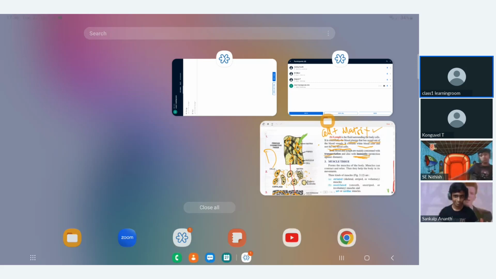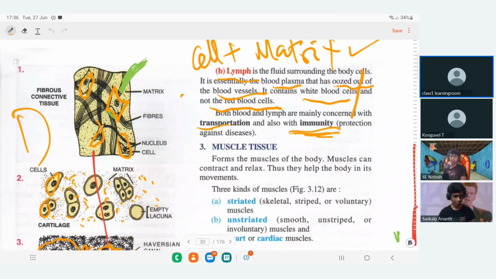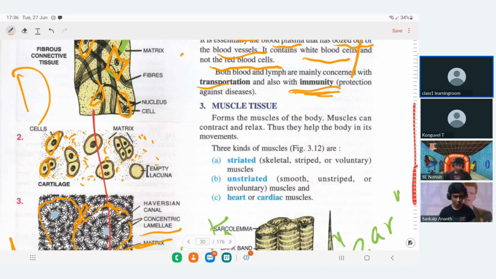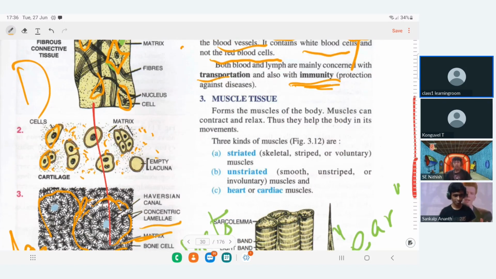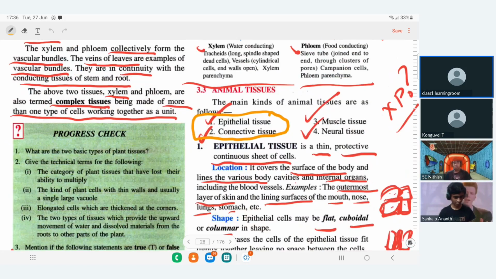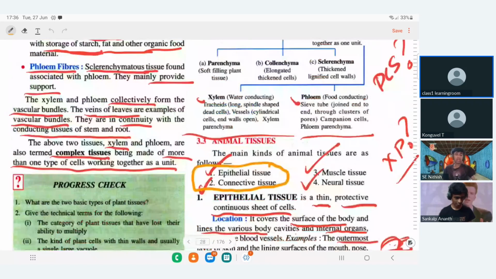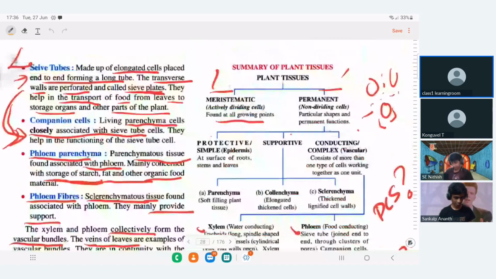Okay, we will start then. Shall we start? Let him come. So, what are the four types of animal tissues? Epithelial tissue, muscle tissue, connective tissue, and nervous tissue. Okay, epithelial tissue, very good. That's the first one.